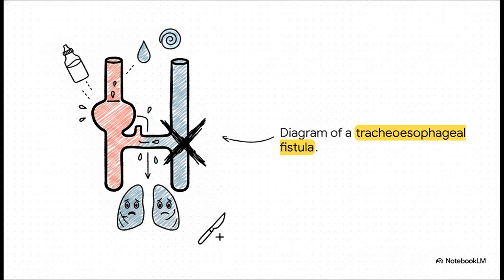During fetal development, the breathing tube and the food tube actually start out as one single channel that has to perfectly split into two. If that separation process fails, you end up with a tracheoesophageal fistula. Basically, an abnormal connection is left between the esophagus and the trachea. This is absolutely terrifying for a newborn because anything they swallow, milk, water, saliva, can bypass the stomach and pour directly through that fistula right into their lungs, causing severe choking and pneumonia. It requires immediate emergency surgery.